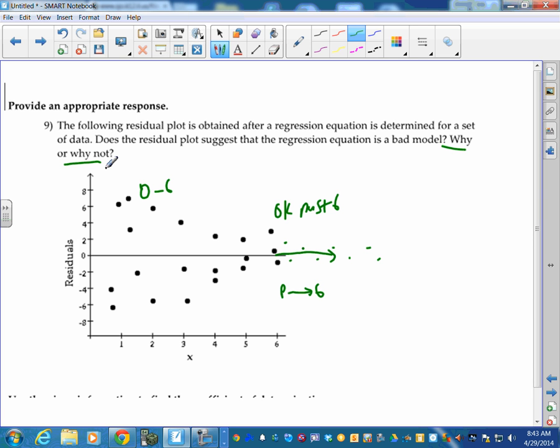Could they go back up? Sure. But as long as you make a case for it, you can answer the question either way and still get credit. The worst thing to do is put down no and move on. You can't do that. You've got to give a reason why.